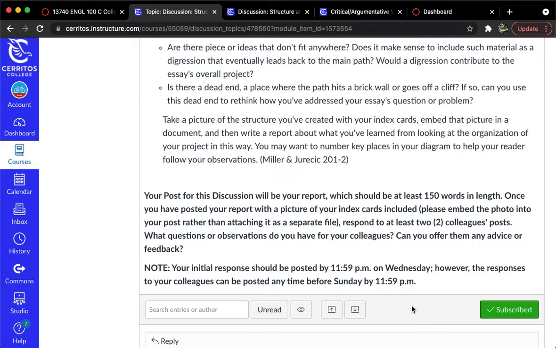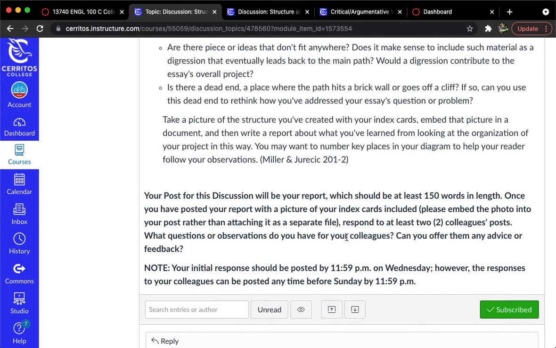I don't need to download the photo to my computer in order to see it, and others don't need to download the photo to their computer in order to see it. But if it's embedded in your post to begin with, nobody needs to download anything because the photo will just show up. And I'll show you in a moment how to do that, just to review.